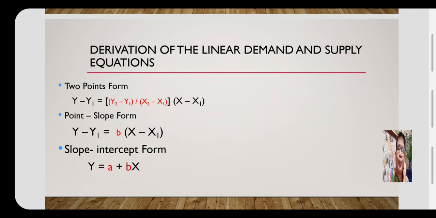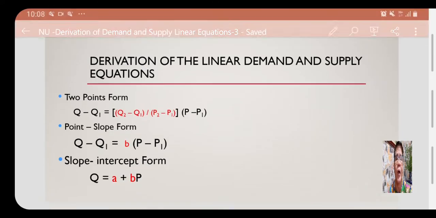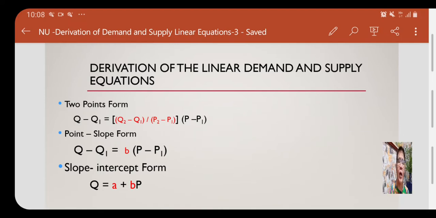The point slope form is given by the equation y minus y sub 1 is equal to b, which refers to the slope, times x minus x sub 1. Slope intercept form is given by y is equal to a plus bx. But because we are not anymore making use of the letters y and x, instead of y we use quantity, and instead of x we use price. So we will now have this form of a linear equation for the demand and supply.